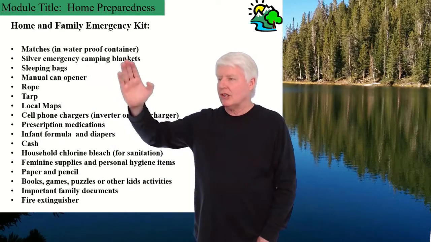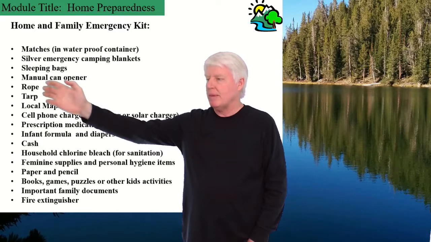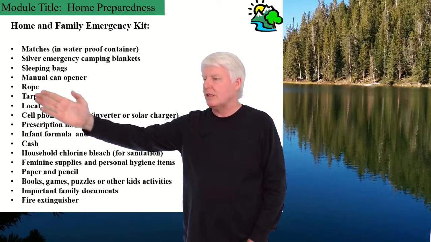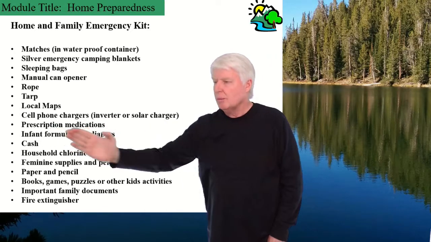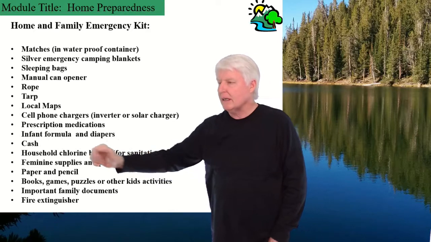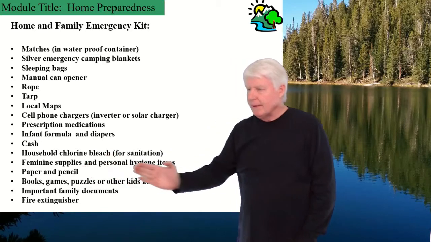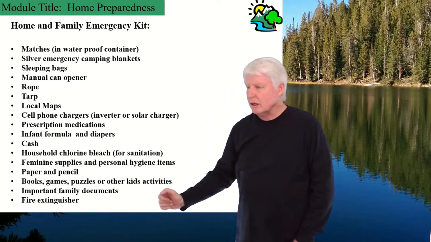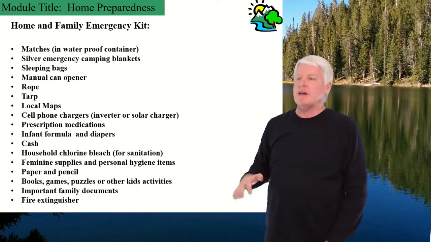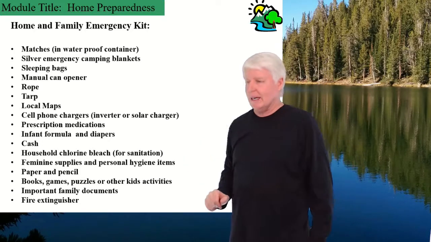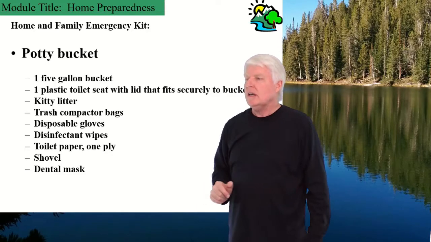Continuing on here, matches, waterproof. Remember that was in your go kit. Silver emergency camping blankets, sleeping bags, manual can opener, rope, tarp, local maps, cell phone chargers. There you go, inverter or solar charger. Prescription medications, instant formula and diapers, cash, household chlorine bleach for sanitation, feminine supplies and personal hygiene items, paper and pencil, books, games, puzzles, and other kids' activities. Hey, if you can keep the kids happy, your life's going to be a lot better, isn't it? So there you go. Important family documents, fire extinguisher, there you go.